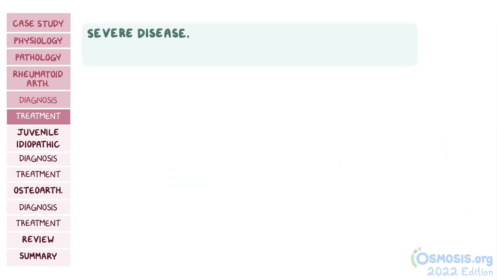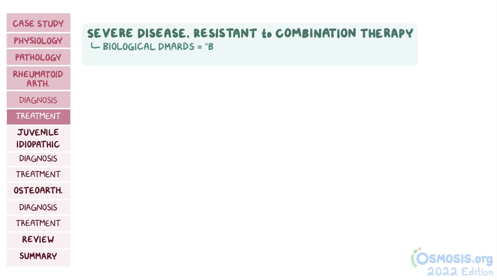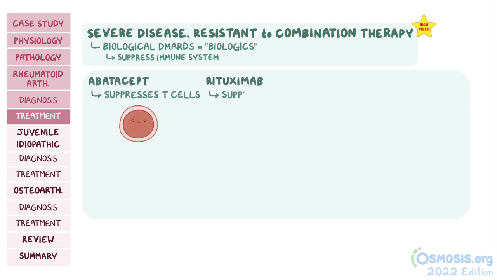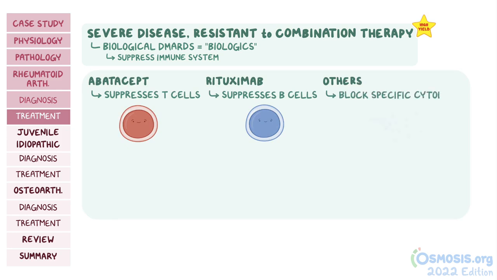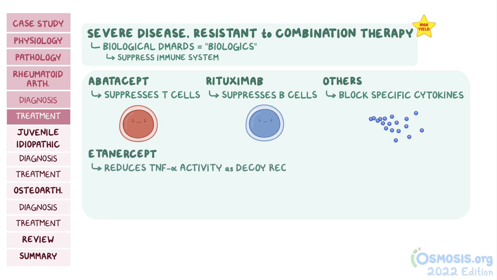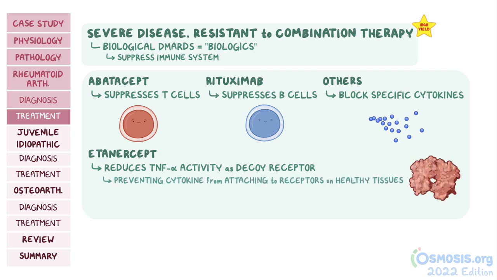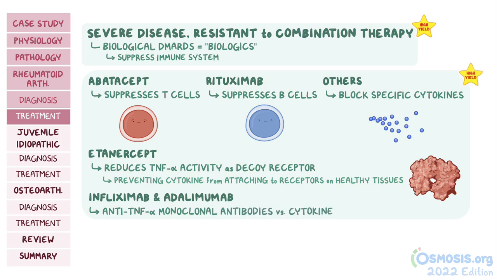In case of severe disease resistant to combination therapy, individuals should be started on biological DMARDs, also called biologics, which suppress some part of the immune system. For example, abatacept suppresses T cells, rituximab suppresses B cells, while others block specific cytokines. One of the medications that block cytokine activity is etanercept. It reduces TNF-alpha activity by acting as a decoy receptor, preventing the cytokine from attaching to its receptors on healthy tissues. There's also infliximab and adalimumab, two anti-TNF-alpha monoclonal antibodies against the cytokine.